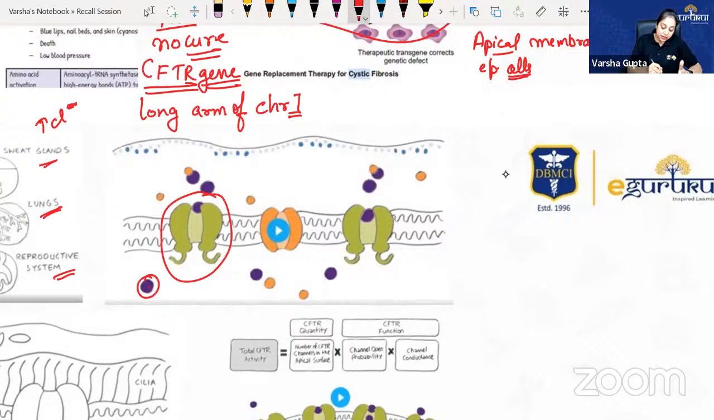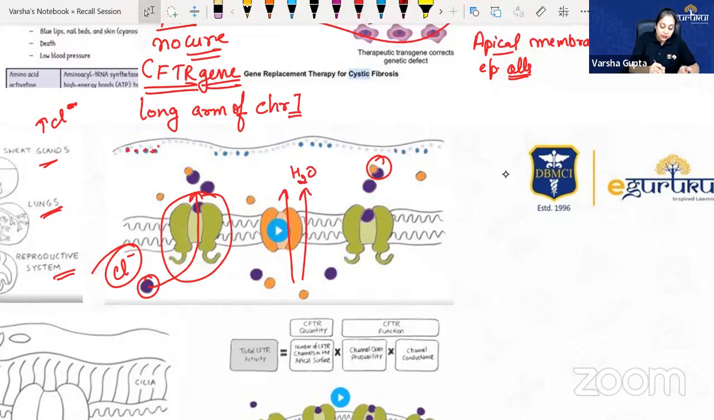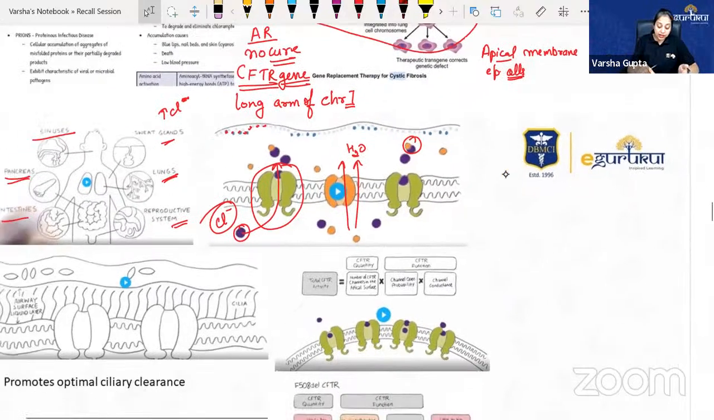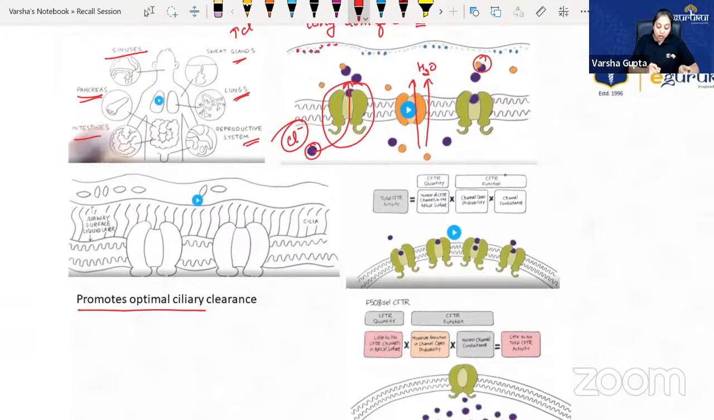So what happens is the chloride ions, sorry, it's not sodium, I'm sorry, the chloride ions go out, right? And in return, the sodium ions come in, and that is how it is being regulated. Eventually, there is outward flow of the water molecules, which is designated by all these dots. So what it does is promote optimal ciliary clearance. So whatever mucus or particles are there, they are being washed out. They are not being stuck there.